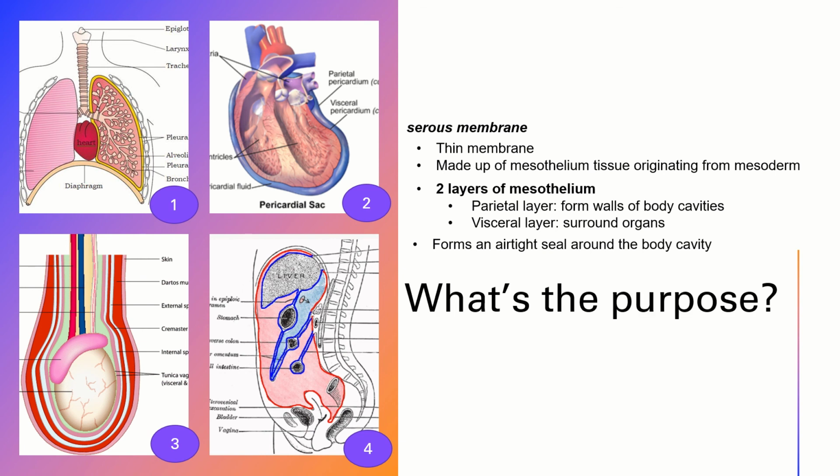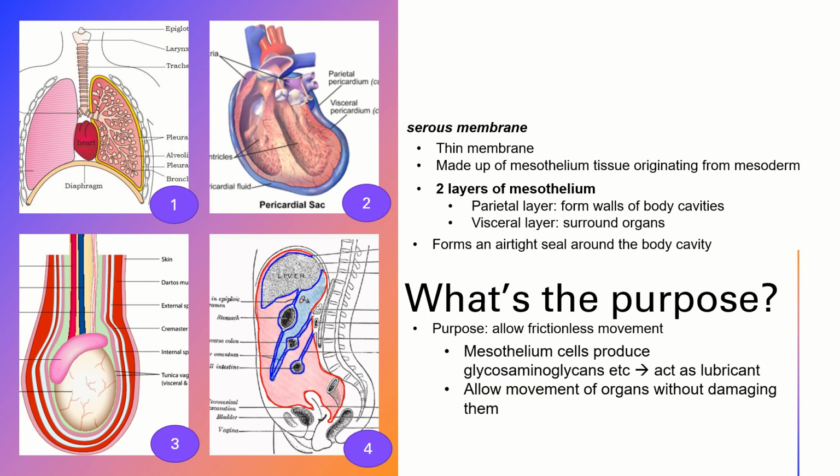Why do we need the peritoneum or other serous membranes in the body? Basically, it's to allow frictionless movement. As mentioned, the serous membrane is made up of mesothelium tissue. The mesothelium cells produce something called glycosaminoglycans, and this acts as a lubricant. Therefore, we have, for example, pleural fluid for the pleural cavity, peritoneal fluid for the abdominal cavity. By producing these fluids, it allows movement of organs without causing damage.